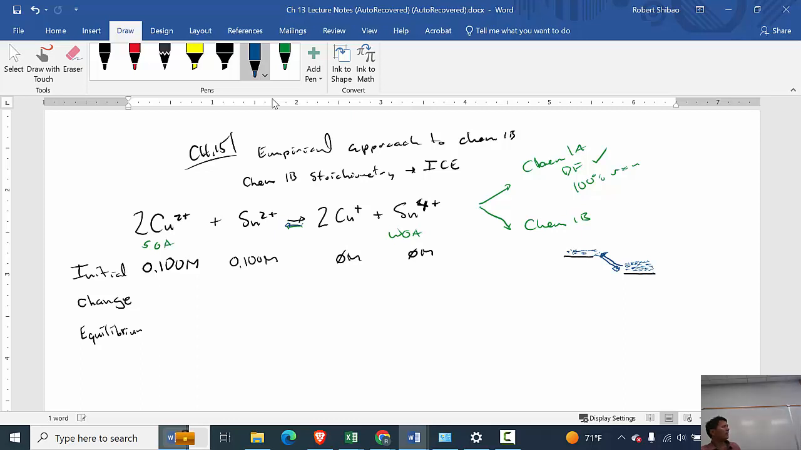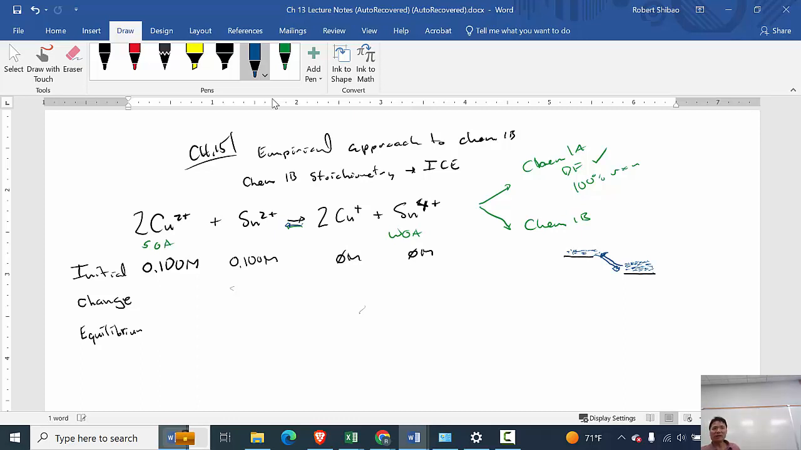So in Chem 1A, we'd expect, what's the limiting reagent here? Copper 2 is the limiting reagent. And so we're going to consume all the limiting reagent, so we'll be left with 0. And for every copper, I need half as much tin. So I'm only going to consume half of this. And so I'll be left over with half of that, and then I'll figure out what the theoretical yield is over here. That would be Chem 1A, since there's a driving force.